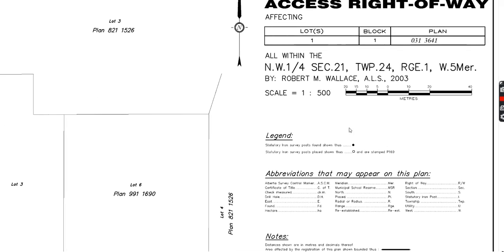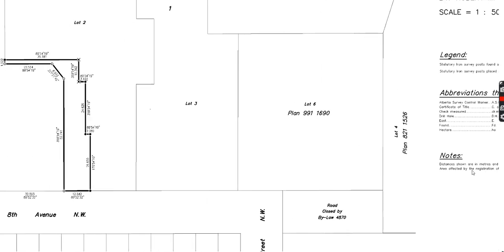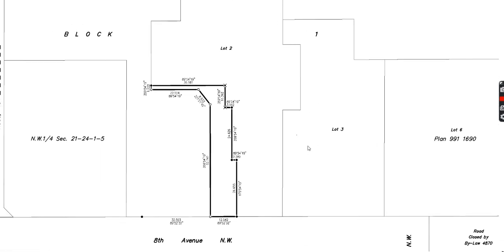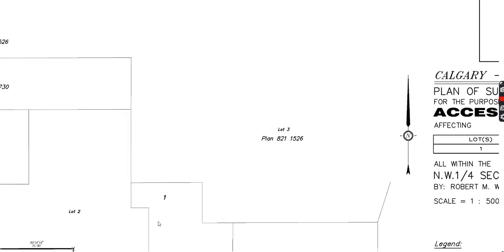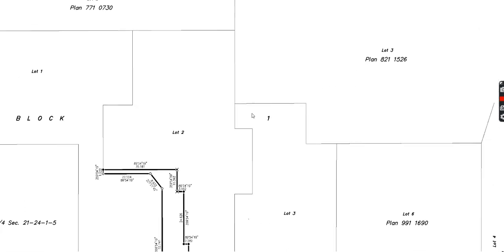So everything should be pretty much the same on this one. So it says distances are shown in meters and decimals, but it doesn't say that it's a grid. But you have to go back to the other plan to be able to find that. So here we have the placed points, so the placed monuments, and then the found monuments that identify the edge of lot 2. And these ones are now identifying this access. So access is like a road, so they can get in there.